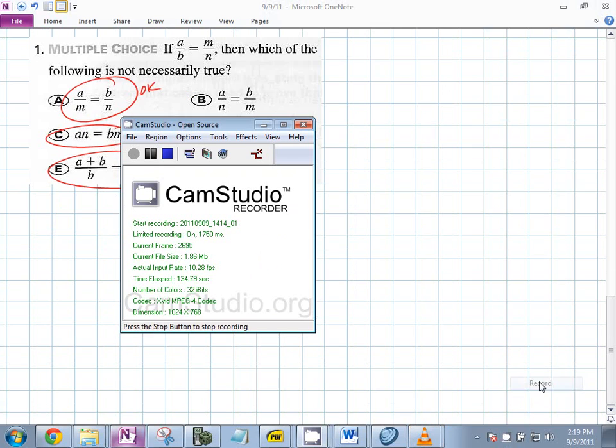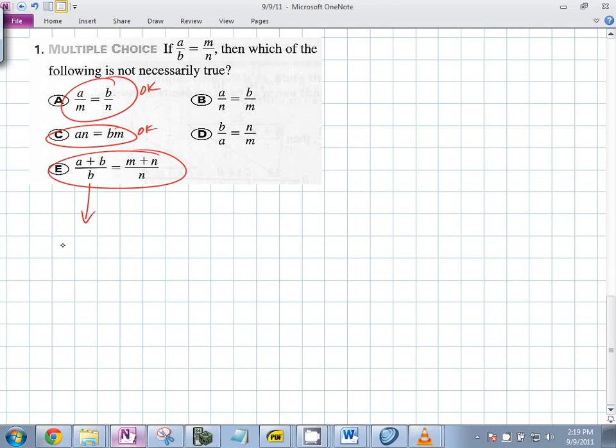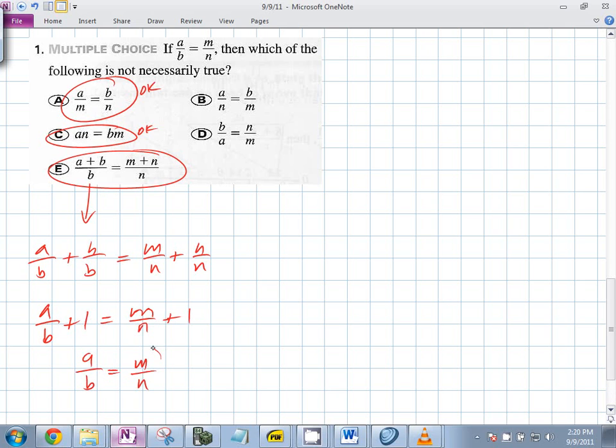Yes, Lynn. This fraction right here on the left, that's the same as A over B plus B over B is equal to M over N plus. What's B over B? 1. Over. What can you subtract from both sides? 1. So you end up with A over B equals what? M over N. A over B equals M over N. Yep. There it is.